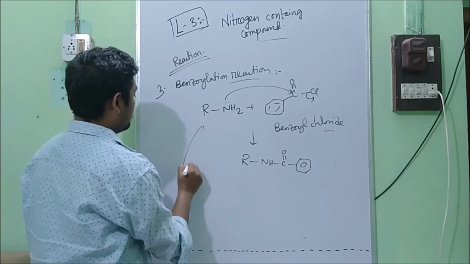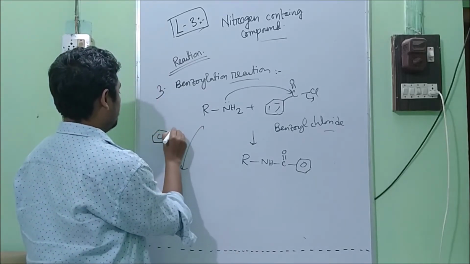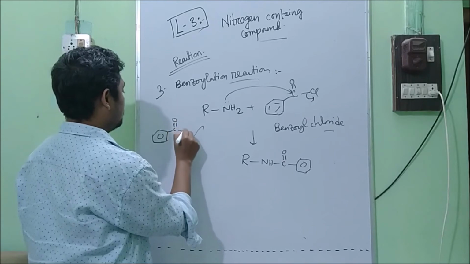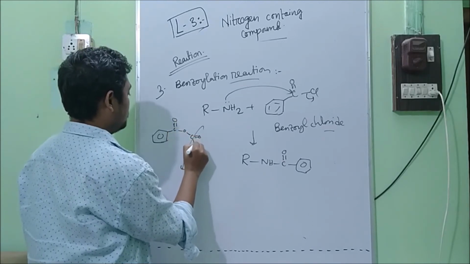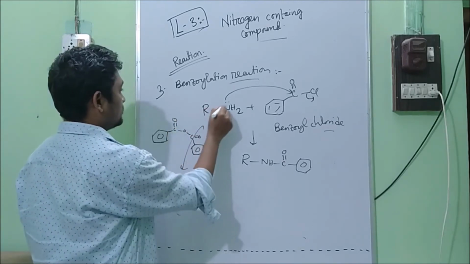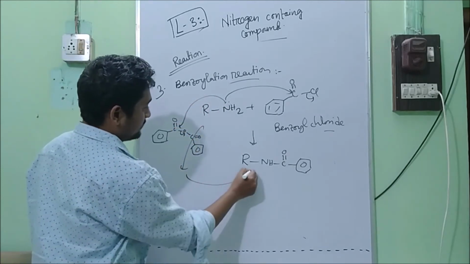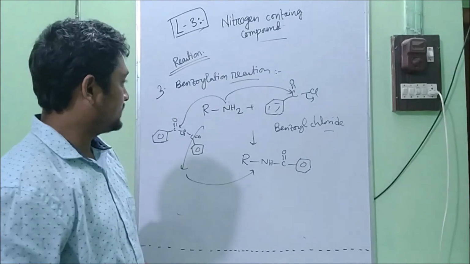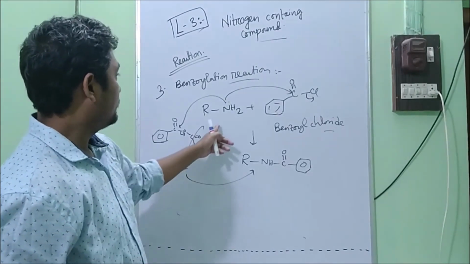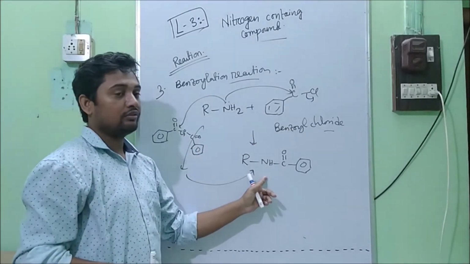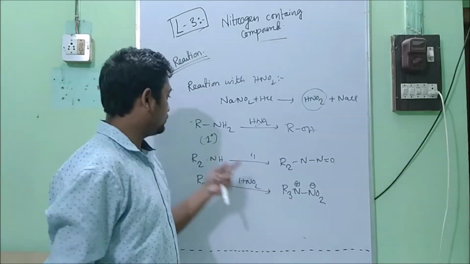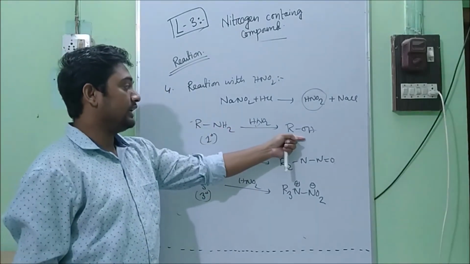Or we can also prepare it from an anhydride, so the lone pair will attack here, this oxygen will go, then we will have this product. So this is the way to introduce the benzoyl group into the amine group. So 1 degree amine you will have alcohol.